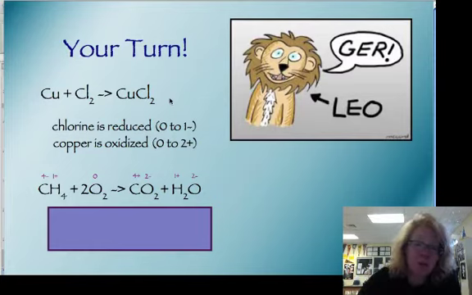So 0 to -1 is a reduction, goes down the number line. From a 0 to a 2+, that's an increase, that's oxidation. So if you take a look now at the one at the bottom, if you did it wrong, by the way, hit pause and go fix this one before you hit go again.